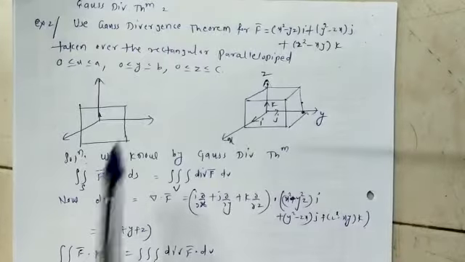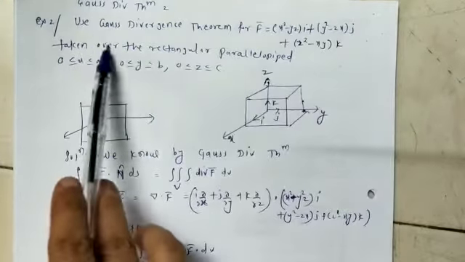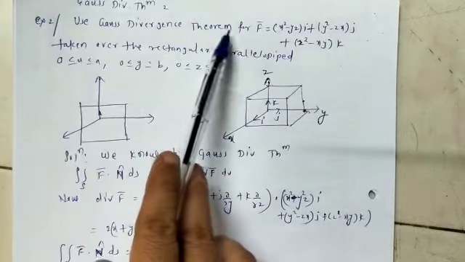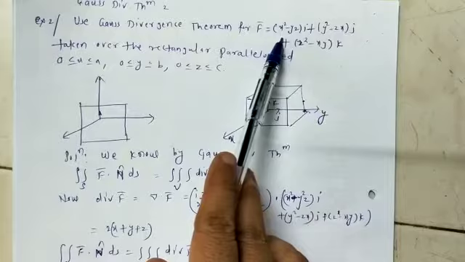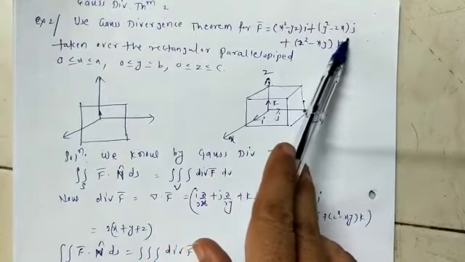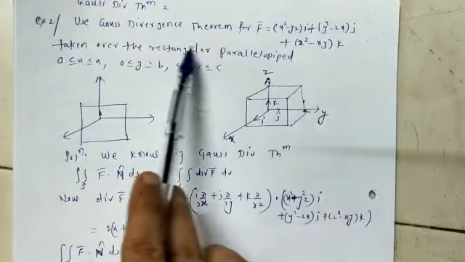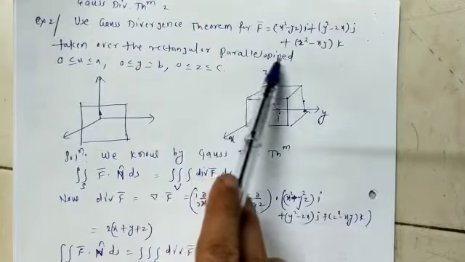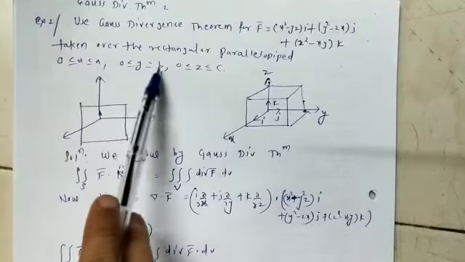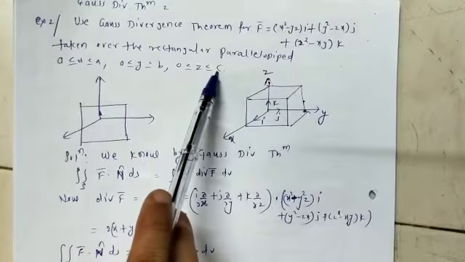Okay, now students, let us solve one more example on Gauss divergence theorem. See the problem. Use Gauss divergence theorem for F bar equal to (x² − yz) i plus (y² − 2x) j taken over the rectangular parallelepiped x between 0 and a, y between 0 and b, and z between 0 and c.